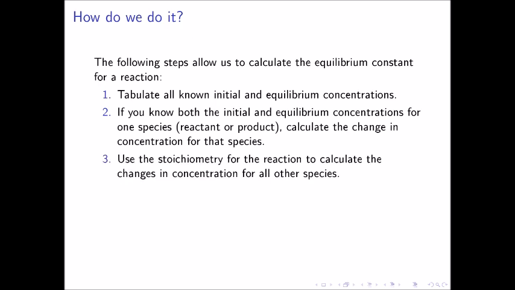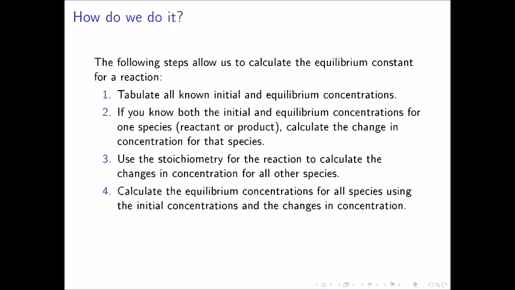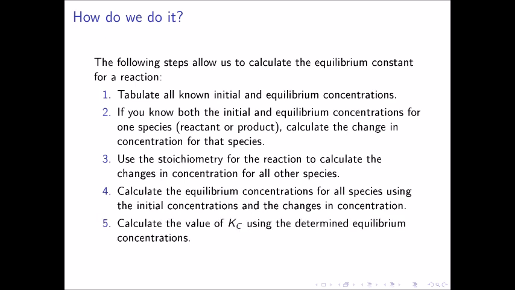Step 3, use the stoichiometry for the reaction to calculate the changes in concentration for all other species. Step 4, calculate the equilibrium concentrations for all species using the initial concentrations and the changes in concentration. And finally, step 5, calculate the value of Kc using the determined equilibrium concentrations.